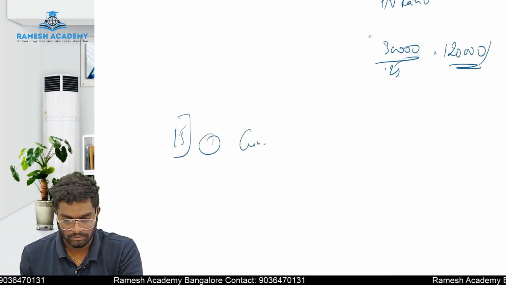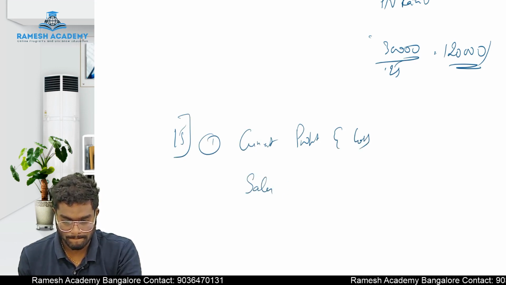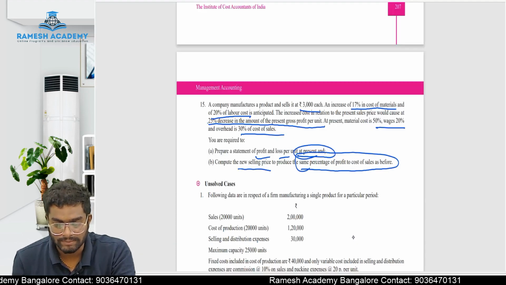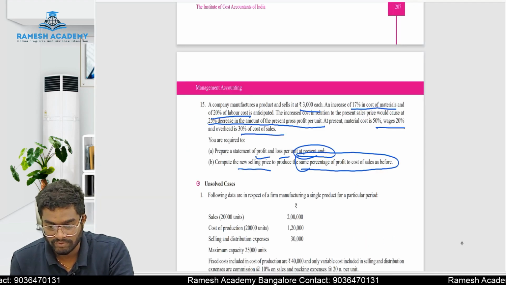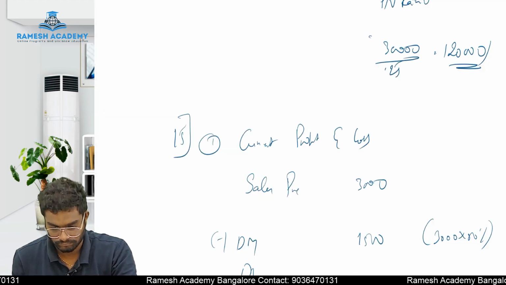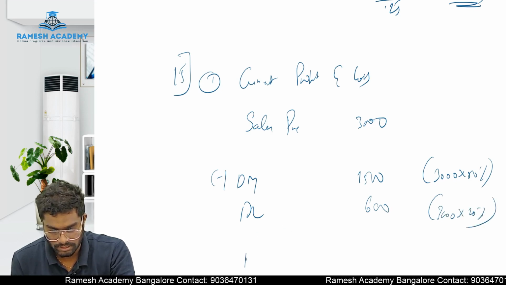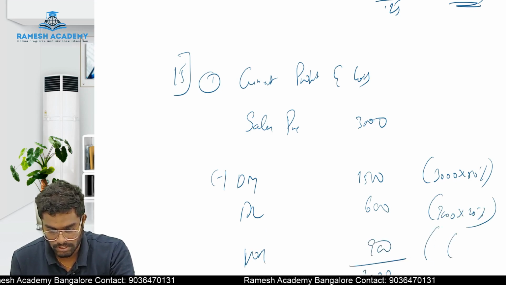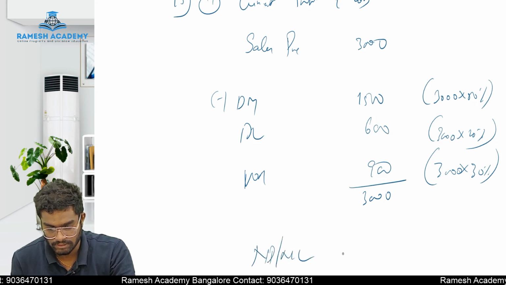First point, current profit and loss account. Selling price is 3000, direct material is 50%, I guess, so 1500. So this is an assumption, please write it in exam. 20% is wages, 600. Okay, variable overhead is 30%, which is 900, so total 3000. So net profit, net loss 0.